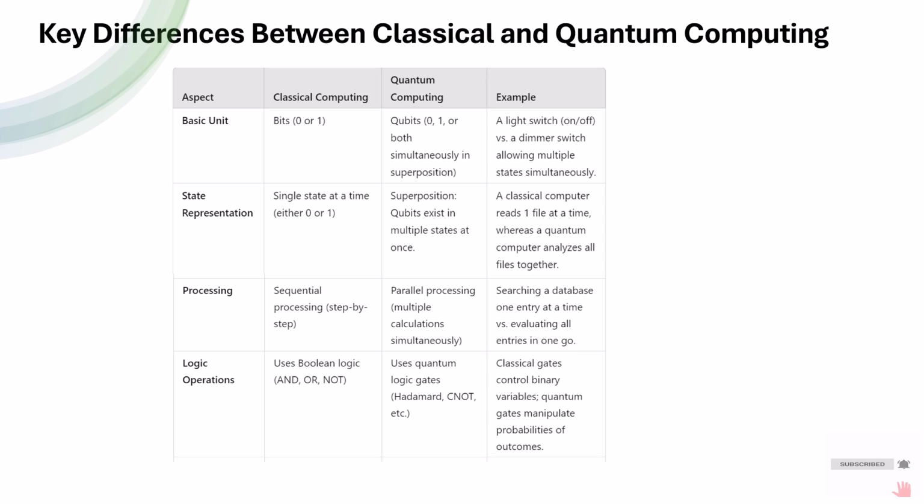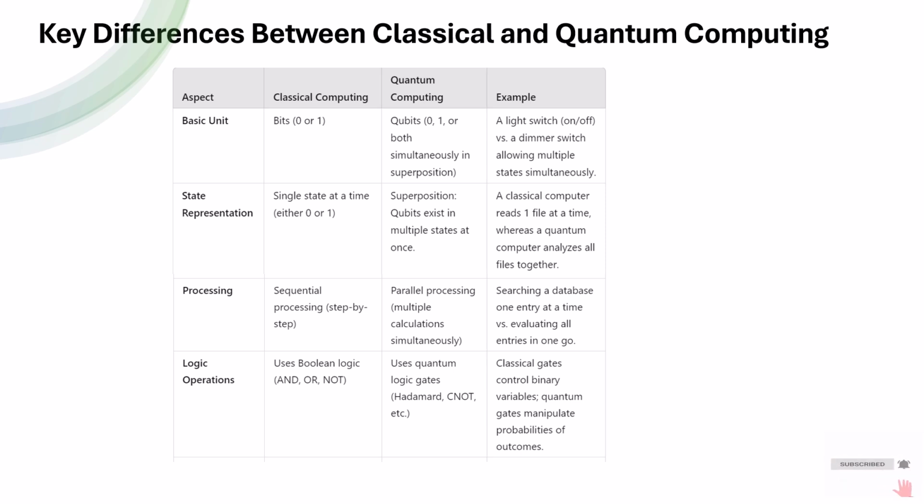So here are some key differences between classical computing and quantum computing. In terms of basic unit, classical computing uses bits, which are 0 and 1, whereas quantum computing uses qubits, which are 0, 1, or both simultaneously in superposition. State representation: in classical we have a single state at a time, whereas in quantum superposition, qubits exist in multiple states at a time. Classical computing uses sequential processing, that is step by step, whereas quantum computing uses parallel processing where we can have multiple calculations simultaneously.